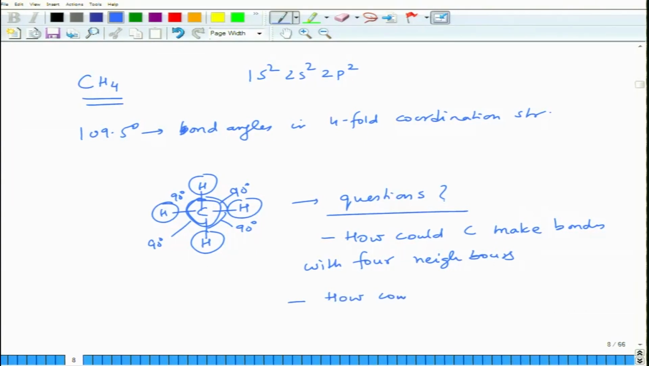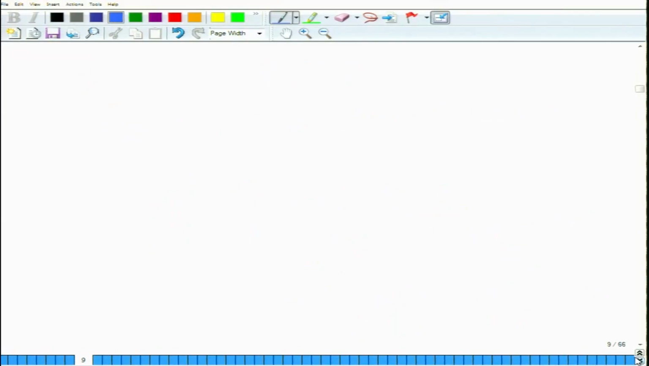How could one have a bond angle of 109, I think it is nearly 5 degrees? So, these were the questions, they led to the answers in what we now call hybridization.